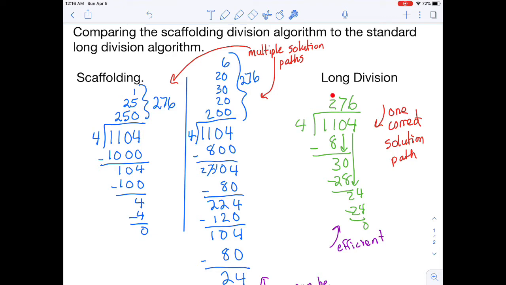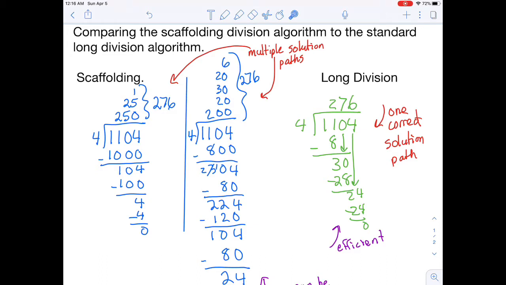If I had written down a 1 in the hundreds spot, it would have thrown off my work and I would have ended up with the wrong answer. With the scaffolding algorithm, you can see that I've provided 2 paths to solutions. There are often many solution paths with the scaffolding algorithm. That means that one student's work might not look the same as their neighbor's work.